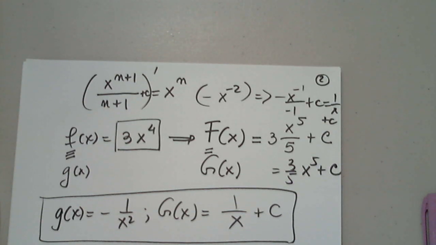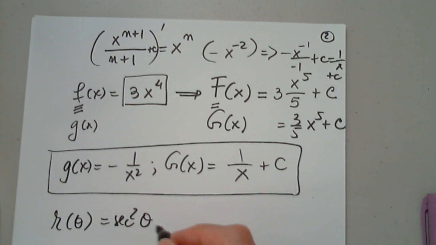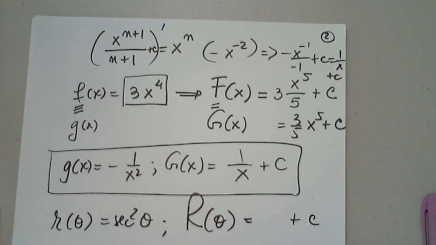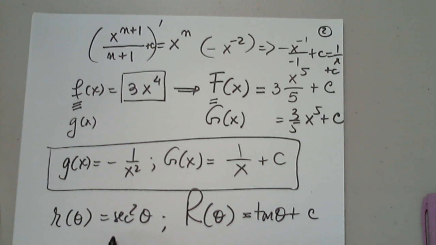So also I would like to look at this, that r of theta equals secant squared theta. R of theta will be the antiderivative. Can anyone give us the antiderivative of secant squared? Which function prime is secant squared? Tangent of theta. Of course, that's it. And this is the most general because you will have infinitely many functions with the same derivative.